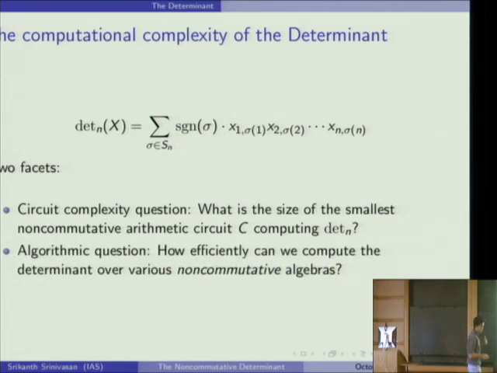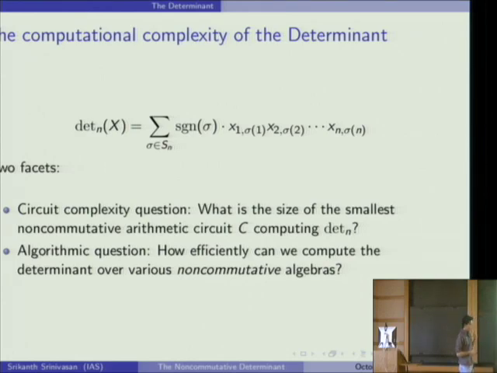In a sense, an arithmetic circuit that computes this polynomial is like a program that works over any non-commutative algebra, and it gives me a very generic program to compute this polynomial over very many domains. So in the algorithmic question, I want to restrict this question and ask how efficiently can we compute this as a function over various specific non-commutative algebras.